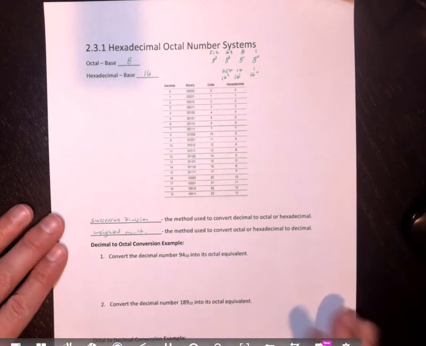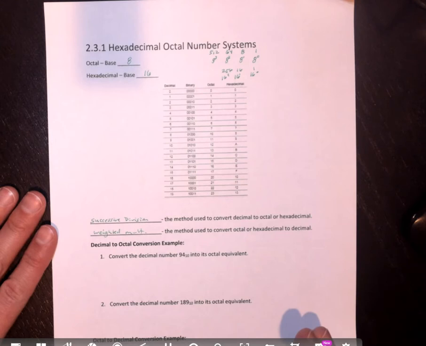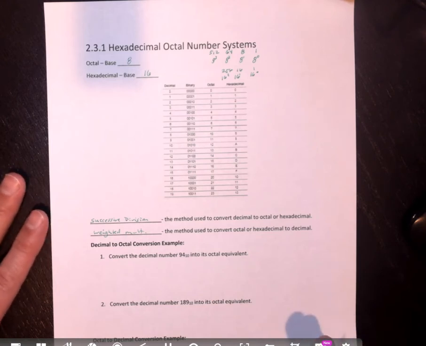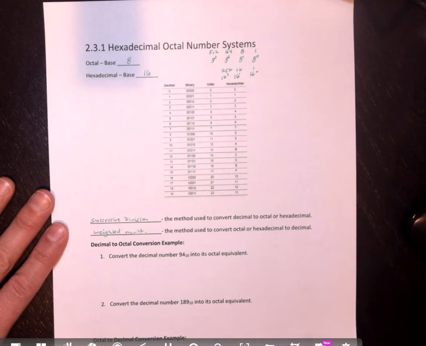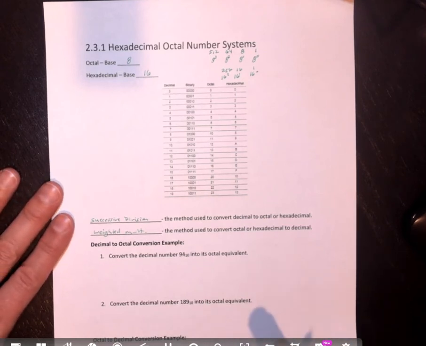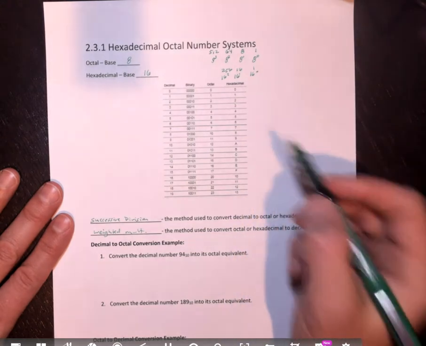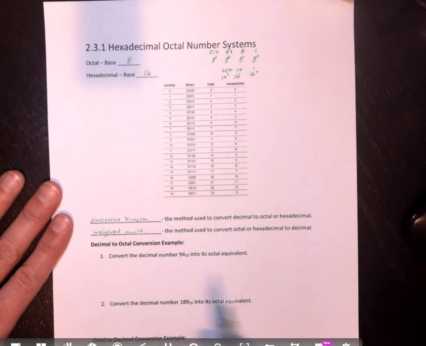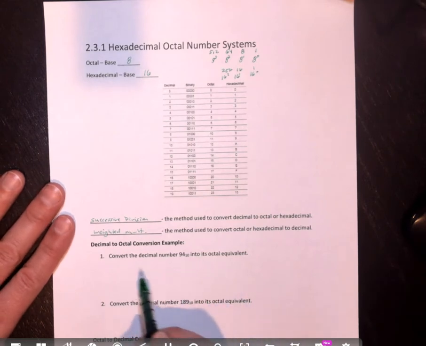Now we're going to do some examples, and hopefully through the examples this makes sense. Also, for those of you in the DE course, there's a PowerPoint that goes along with this. This is just some guided notes that go with the PowerPoint, so we're jumping right into the examples. There is a lot more explanation in the PowerPoint should you want to look at it, but for the simplicity of the video, we'll just jump right in.